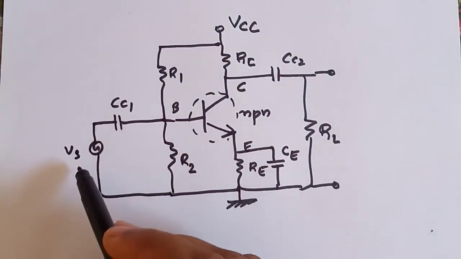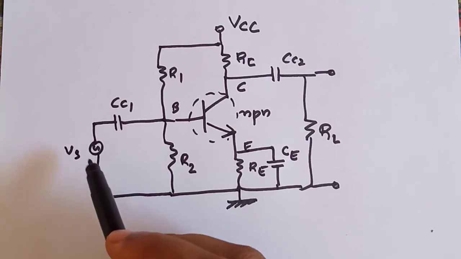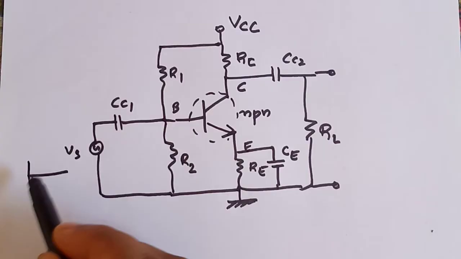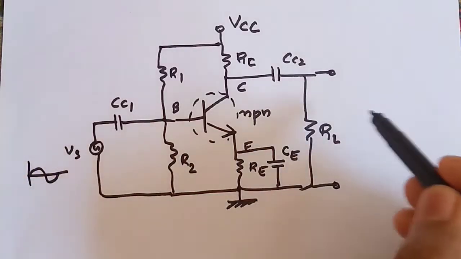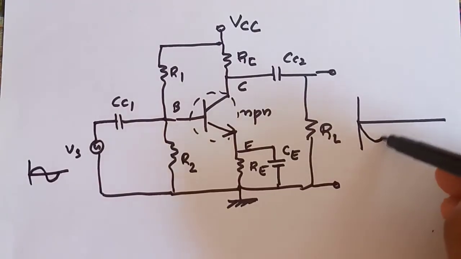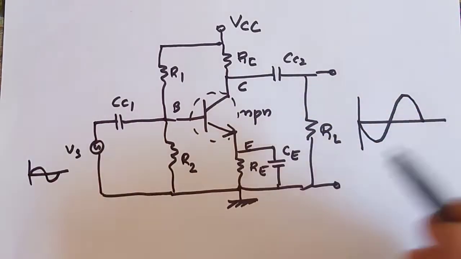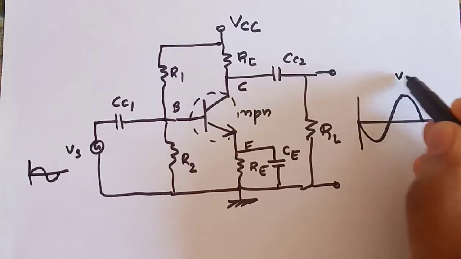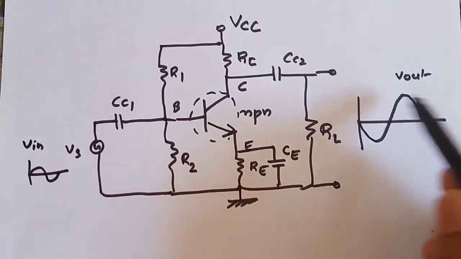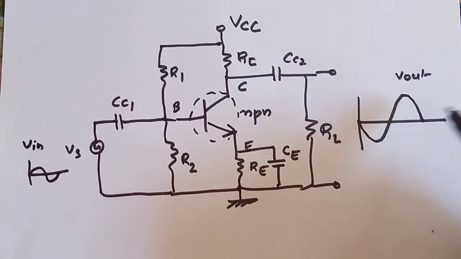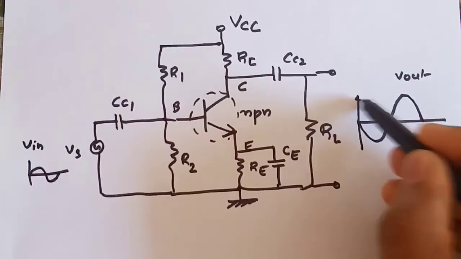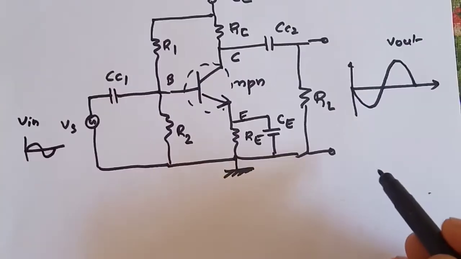Then Vs is the small input voltage. Here it is in the millivolt range. The output will be phase reversed, in inverted form. In the amplified form will be the output Vout, and this is the Vin. This inversion is due to the common emitter configuration, and this is the amplified output.